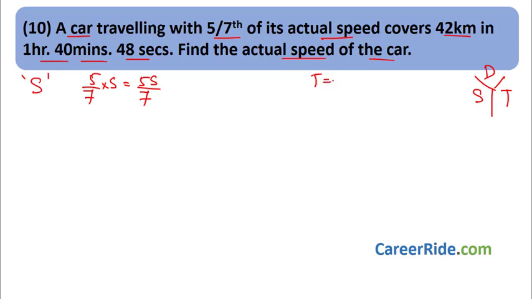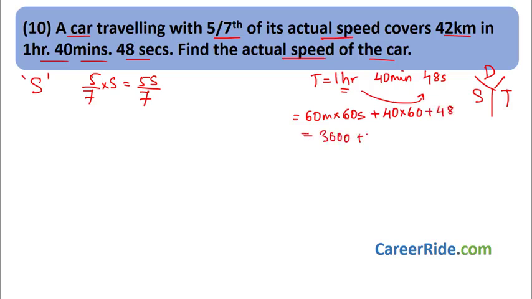Now here the time is given as 1 hour 40 minutes and 48 seconds. Converting everything into hours would be complicated, so it's much better to convert it into seconds. 1 hour is 60 minutes, each minute is 60 seconds, plus 40 minutes is 40 into 60 seconds plus 48 seconds. That would be 3600 plus 2400 plus 48, which gives us 6048 seconds, right? So this is the time taken, 6048 seconds.